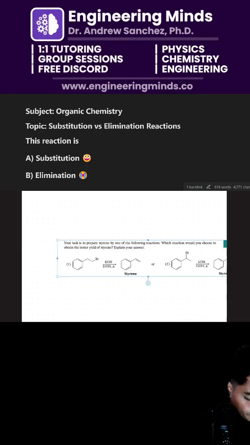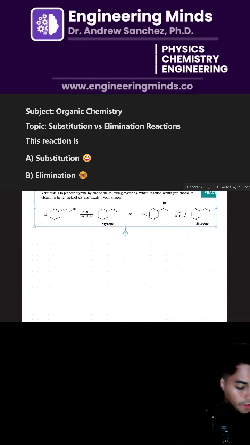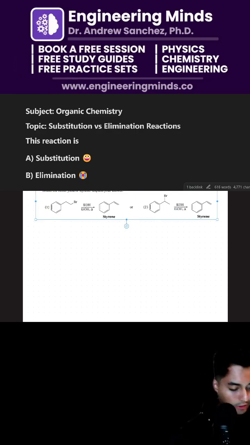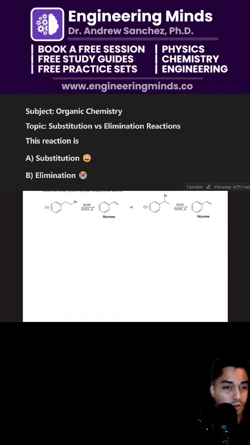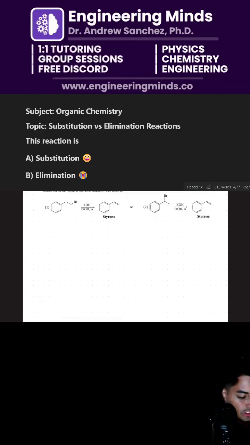This example says your task is to prepare styrene by one of the following reactions. Which reaction would you choose to obtain the better yield of styrene, and explain your answer. And yes, we're covering alkenes today.